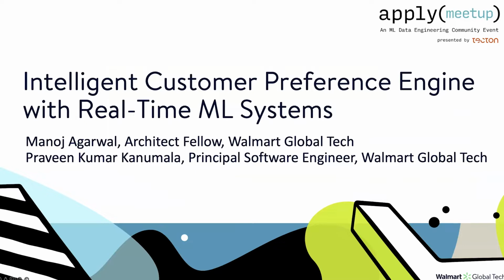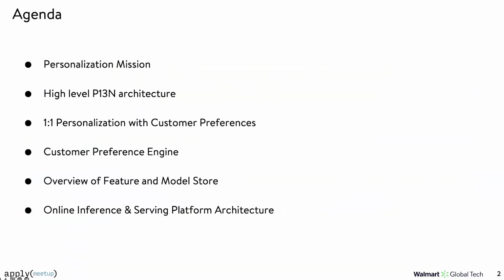Awesome. Let's go to the next slide. So our agenda is actually pretty simple today. We are just going to walk you through the high-level architecture of our personalization platform. We'll walk you through the use cases that we have on Walmart.com. And then Praveen is going to take you on a deeper dive into a couple of areas around the customer preference engine and our feature and model store. So Praveen, next slide, please.